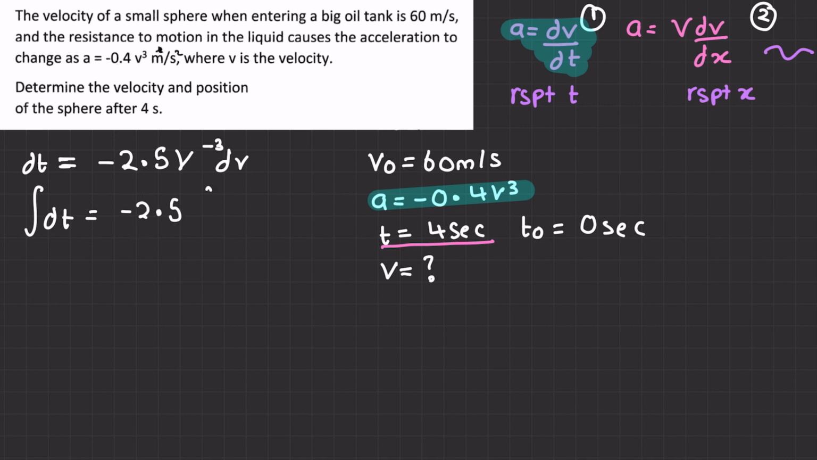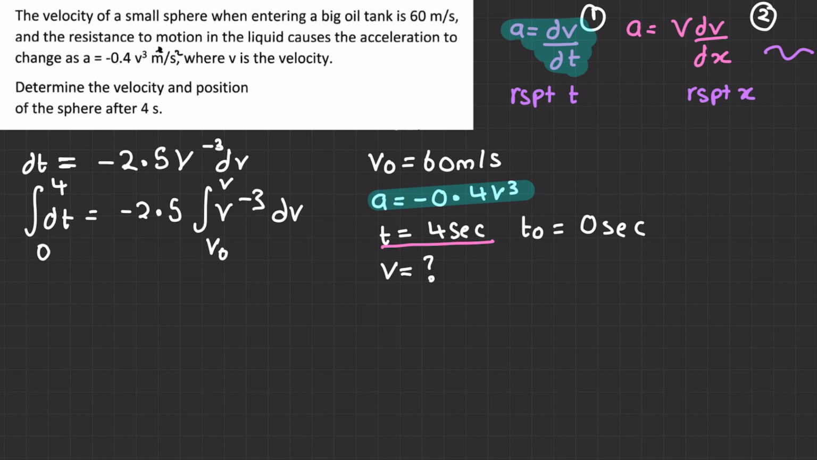Bring out the constant first. And remember, because we're integrating from the initial point, this is going to be 0, our t0, but this is going to be 4. And then this is going to be v0 and v.